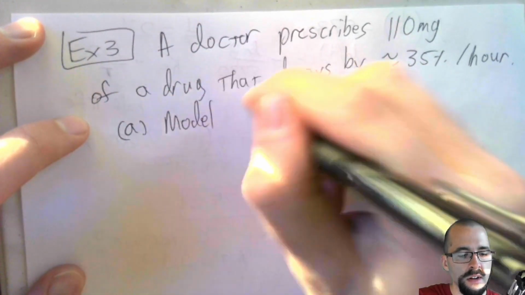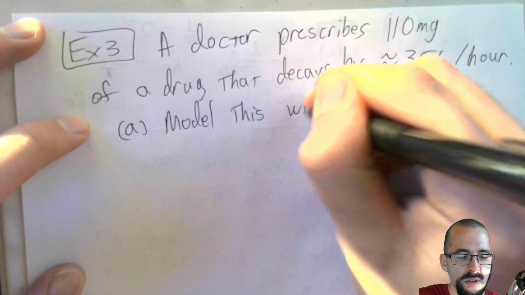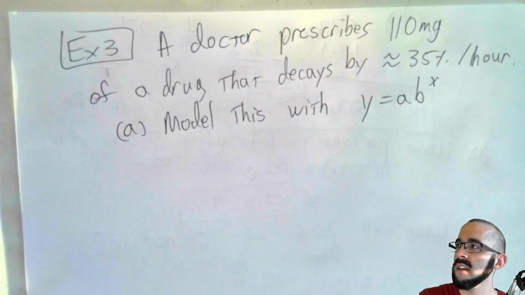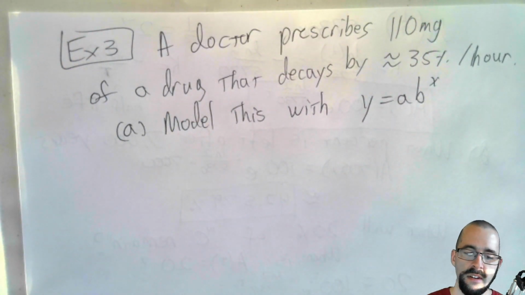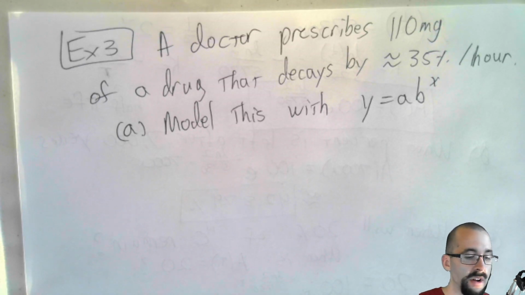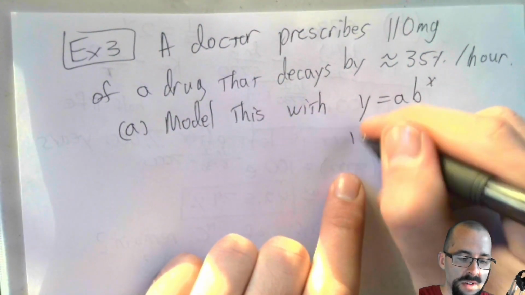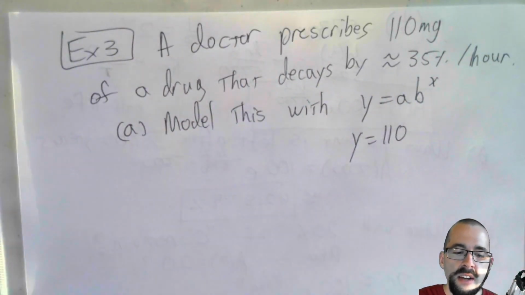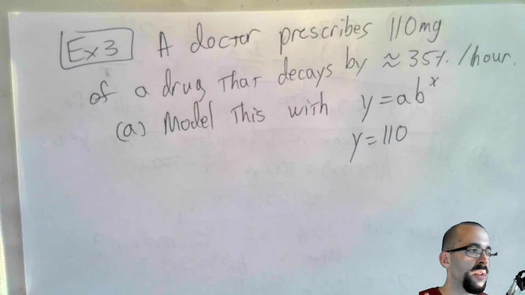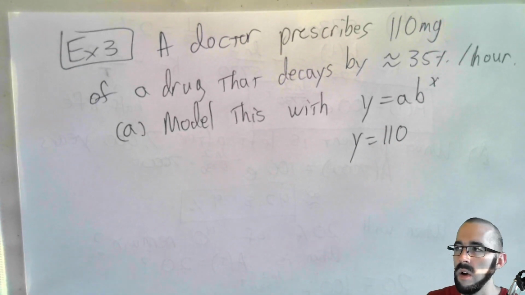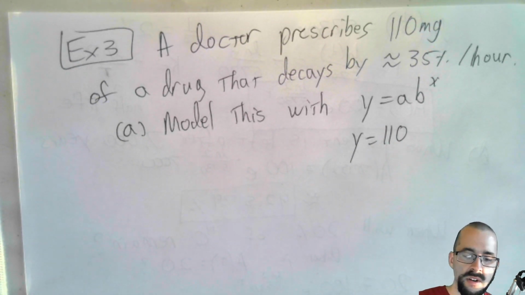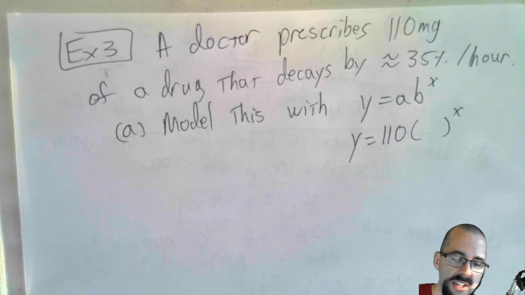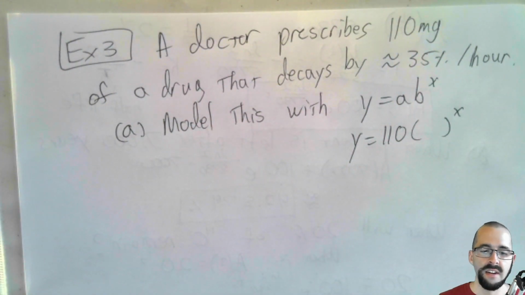Model this with y is equal to a times b to the x. So remember, A is the starting value. The starting value is 110 milligrams. B is what you multiply by to get your growth or your decay. It's going to be 110 times something to the x.